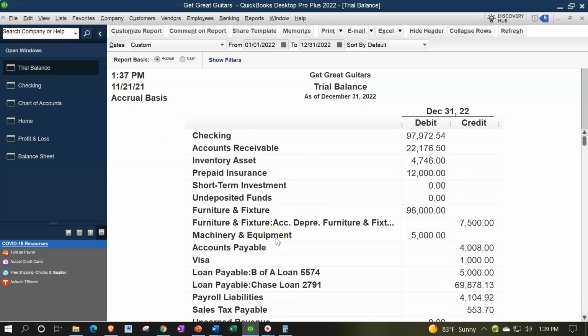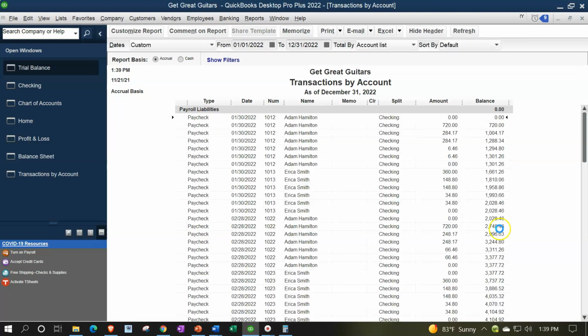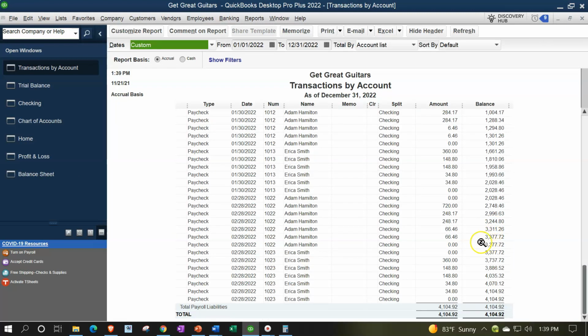I could scroll up because I'm in the trusty TB, trial balance. And we see that we got the liabilities for the payroll. Where are the payroll? There they are, right there. They're right there, right in front of your face. You can't see them. So there we have them. So now we've got the payroll liabilities.